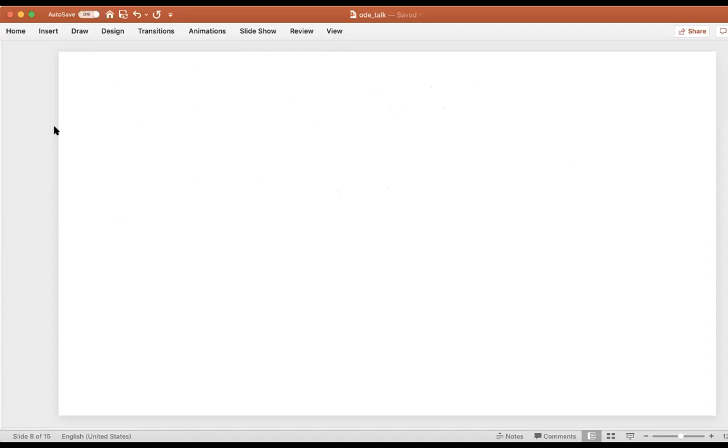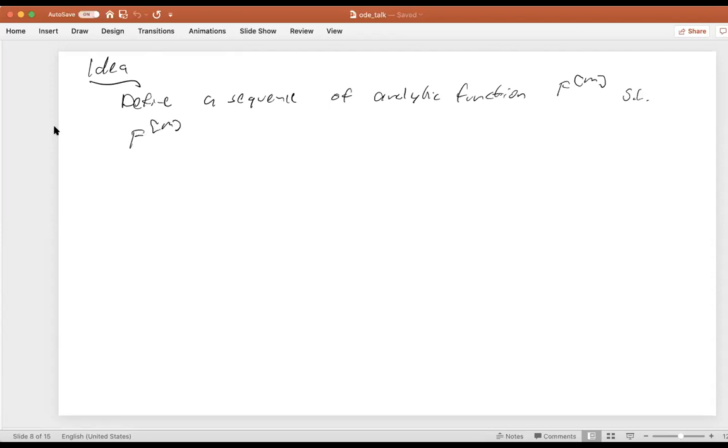And the idea how to compute this. We define a sequence of analytic functions that give us the power series coefficients for the solution, such that f_m(y(t)) is exactly the power series coefficient of the solution at t.